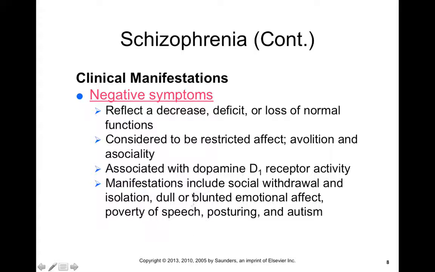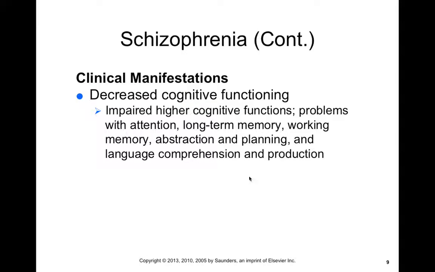And the manifestations of the negative symptoms include things like social withdrawal, isolation, dull or blunted emotional affect, poverty of speech. We'll see changes in posturing, as well as autism, in the sense that individuals will lack eye contact, not seek out social contact either, and be very fixed on certain tasks.